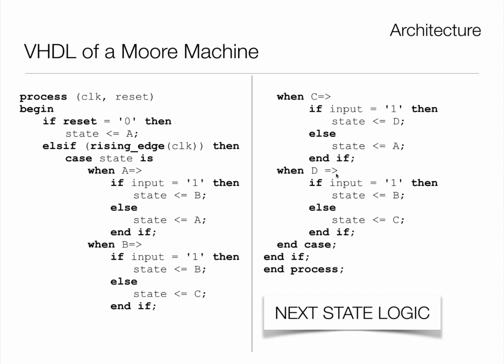When B, it's this. When C, it's this. And when D, it's this. So depending what state you're in as to what set of logic you apply. So in state A, when the input is a 1, the state becomes B. Okay, and that will only happen on the next clock edge, as you'll see in a minute. It'll only affect the output on the next clock edge. Otherwise, it stays in state A.